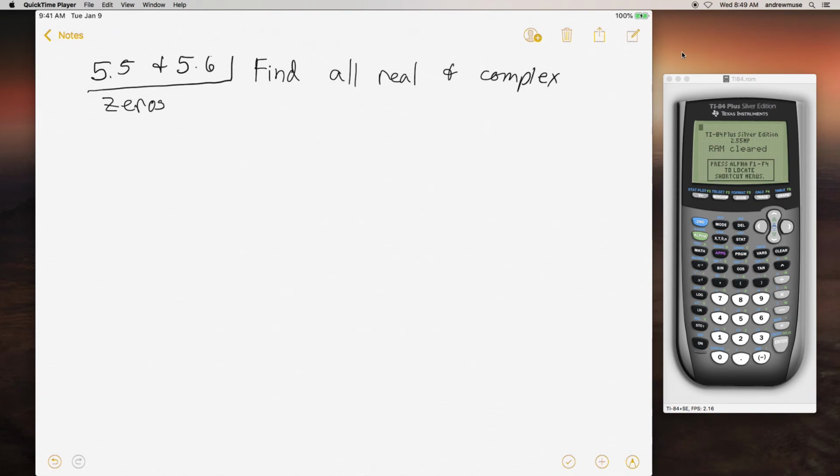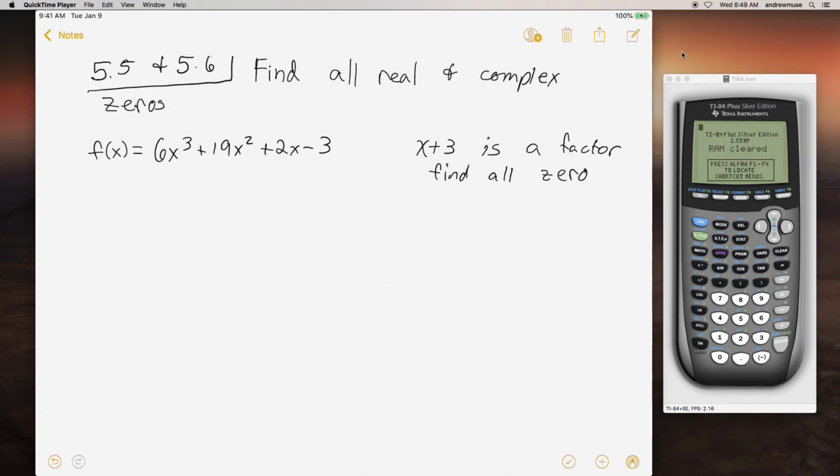Section 5.5 and 5.6 is going to be over finding all the real zeros of a polynomial. Let's look at an example we've already looked at. Let's look at 6x to the third plus 19x squared plus 2x minus 3. And let's say that x plus 3 is a factor, and we want to find all zeros. Well, if we know x plus 3 is a factor, we learned last time that x equal to negative 3 is a 0.